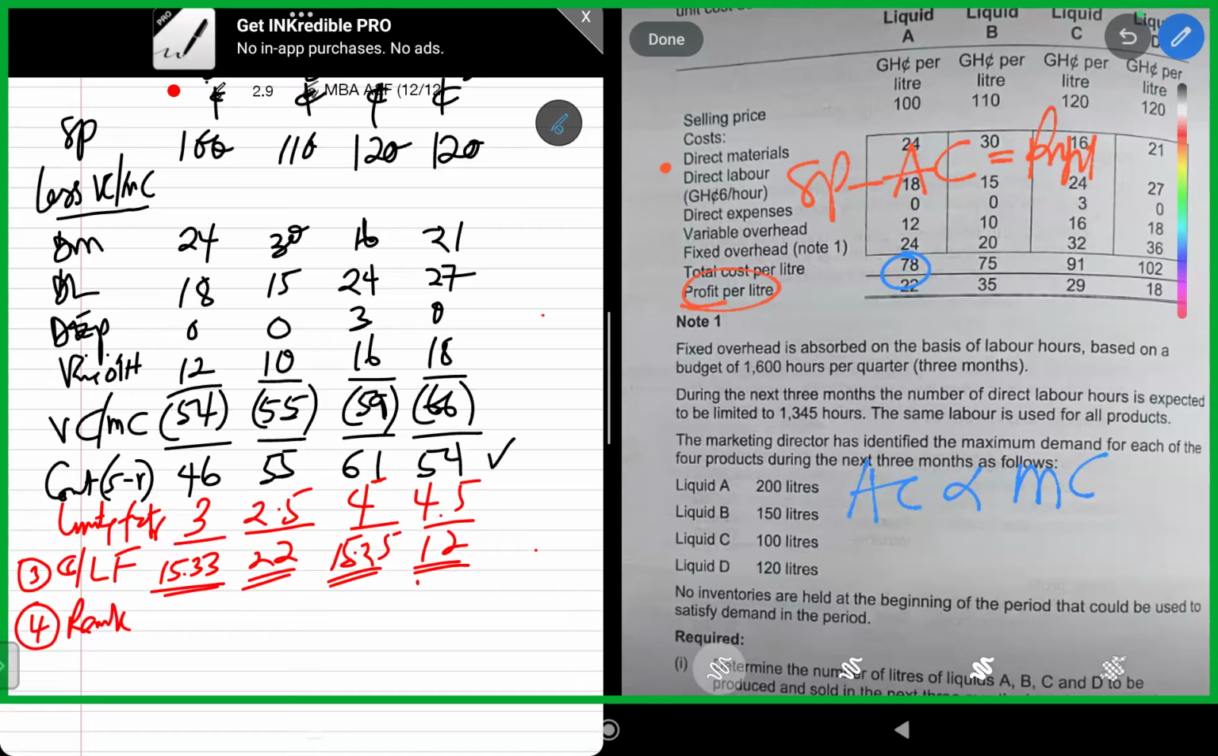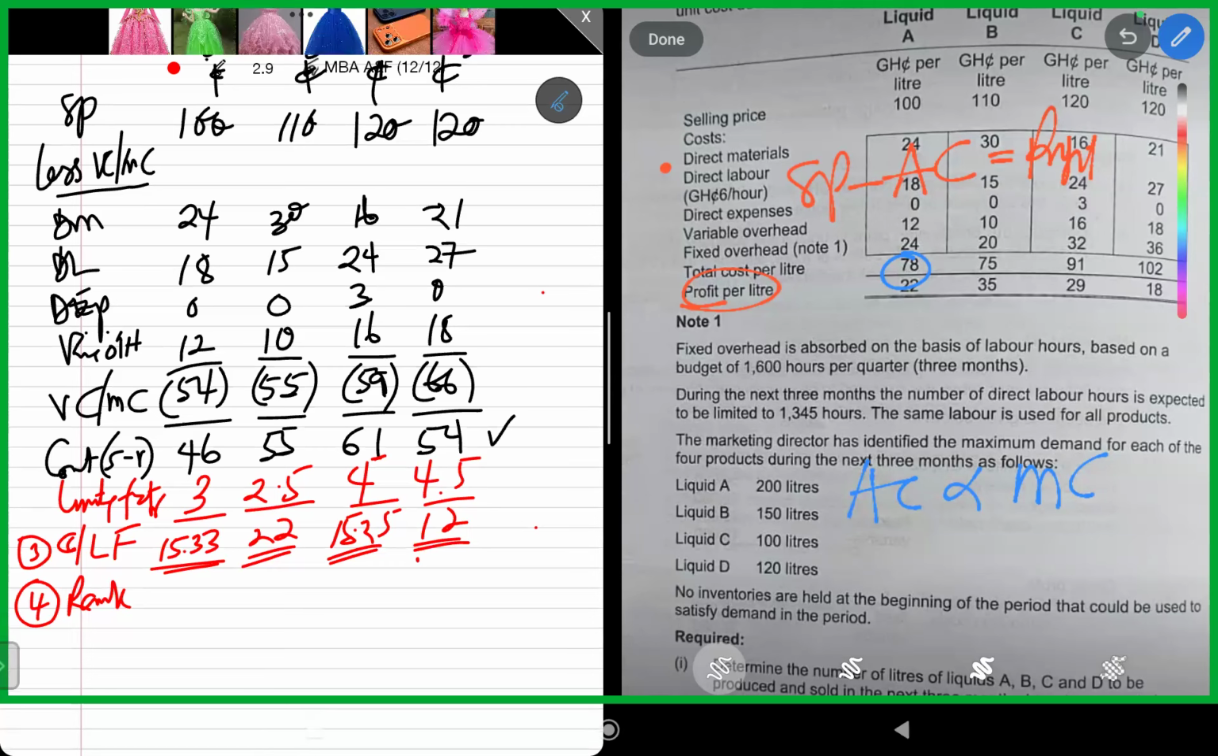So we went to step 1 and brought in the hours for each of the products, the hours needed to produce 1 of each of the products. Then we got our contribution per limiting factor. So based on this, we are going to rank, from the highest to the lowest.